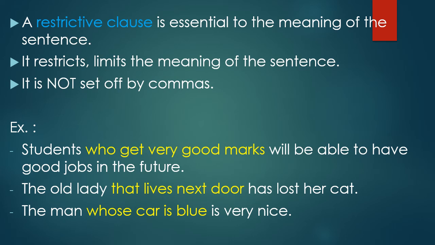Okay. The second example, the old lady that lives next door has lost her cat. Okay. Again, how does the restrictive clause restrict, limit the meaning? How does it specify? Because in this sentence, we're not talking about just any old lady. No, no, no. We're talking about the one that lives next door. Okay. Number three, the man whose car is blue is very nice. Again, we're not talking about any man, or man in general. No, we are talking about the one who has a car which is blue, whose car is blue. So that restricts, limits, specifies the meaning of the whole sentence.